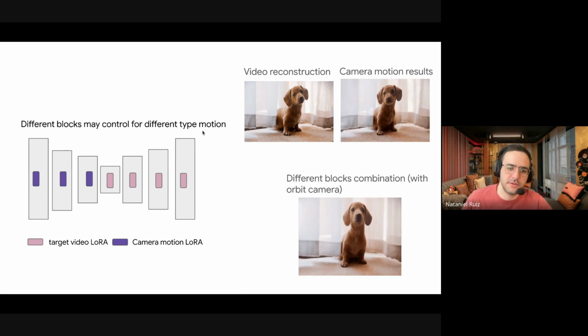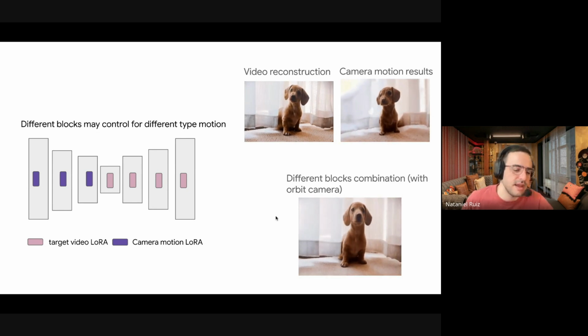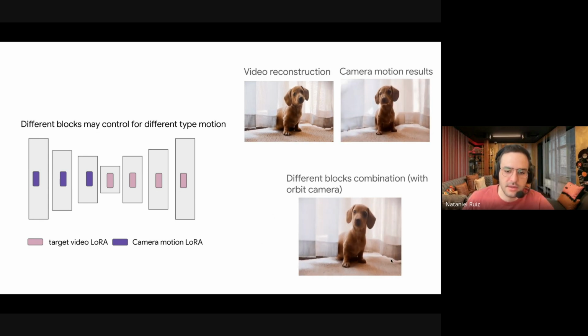So one idea that we explored was what happens if you have different blocks. Different blocks may control different types of motion. So maybe you insert the camera motion LoRAs on some blocks and the target video LoRAs on some other blocks, and you combine it this way. This is inspired by ZipLoRA. And maybe you can have better merging procedures, and it does better.